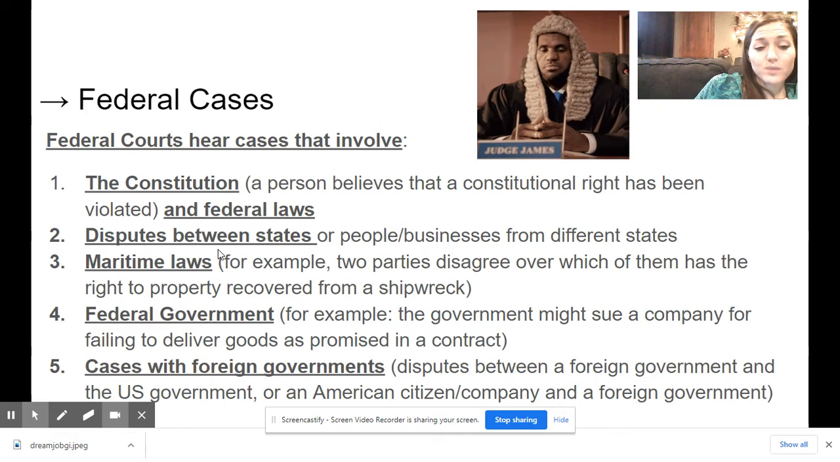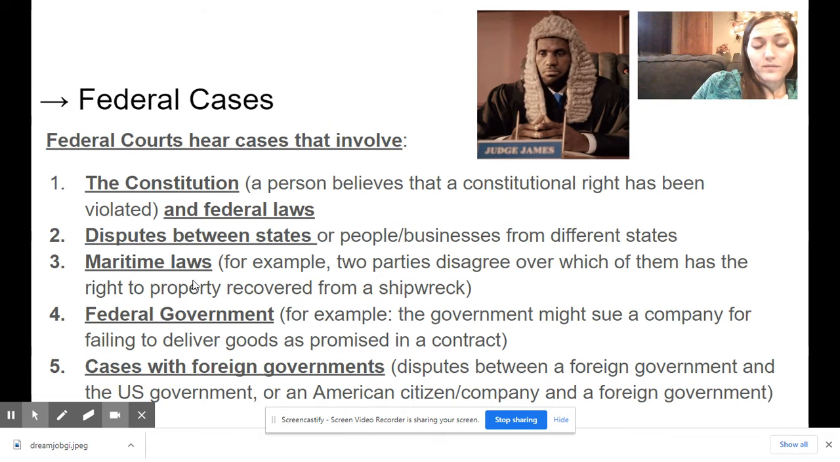Number two, disputes between states. So this could be talking about one state government suing a different state government, or a dispute between two state governments, or it could even be a dispute between people or businesses from different states.